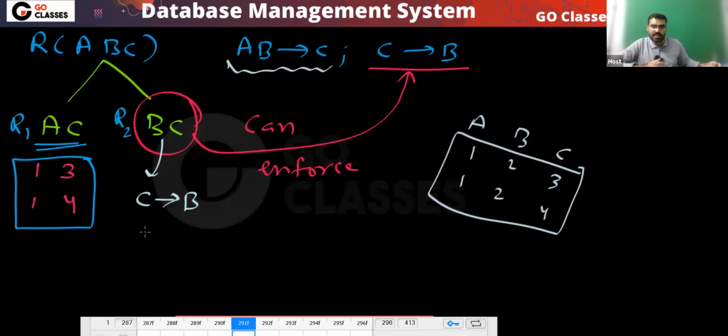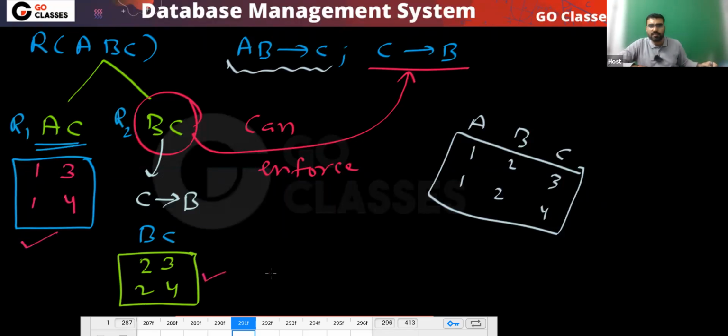What else? Here in BC, can this data come? For example, 3-2 and 4-2. Can this data come? Yes, C determines B, right? So C is determining B, and you can notice this data can come here.